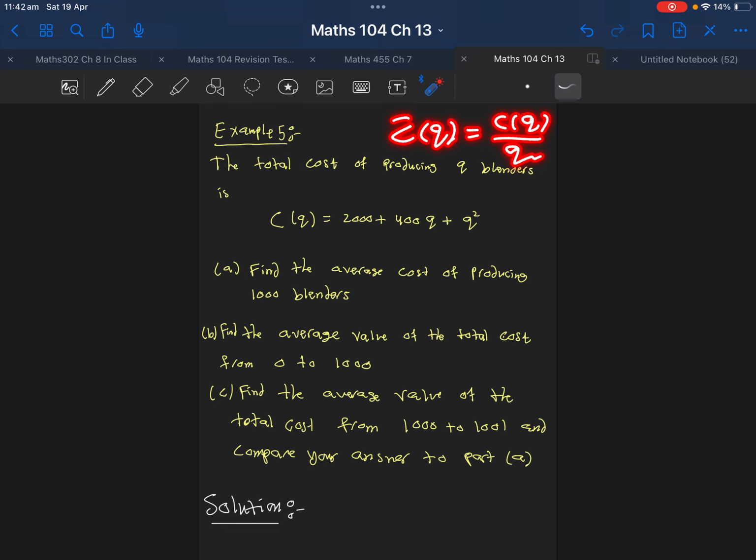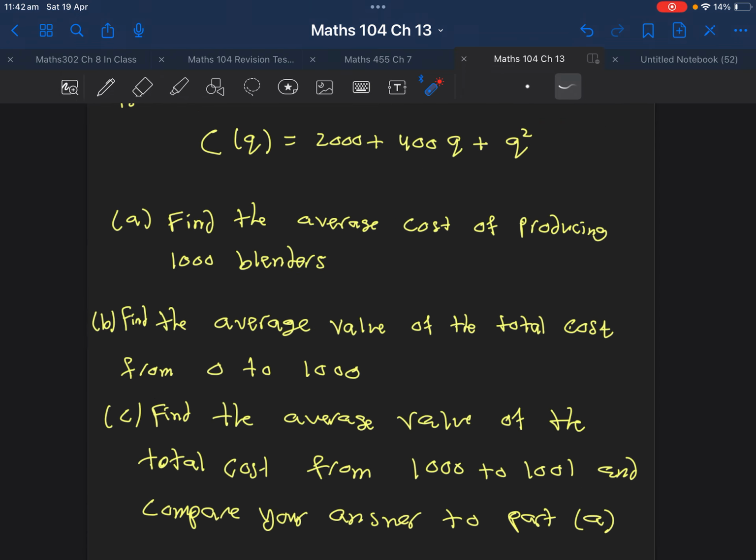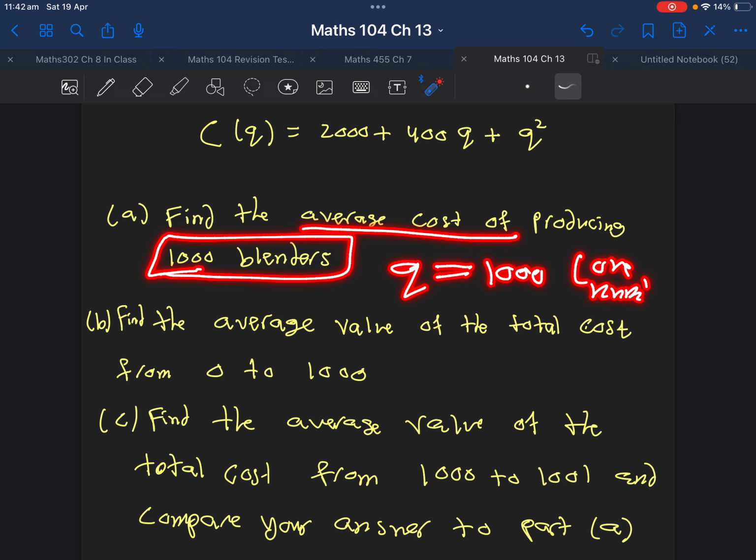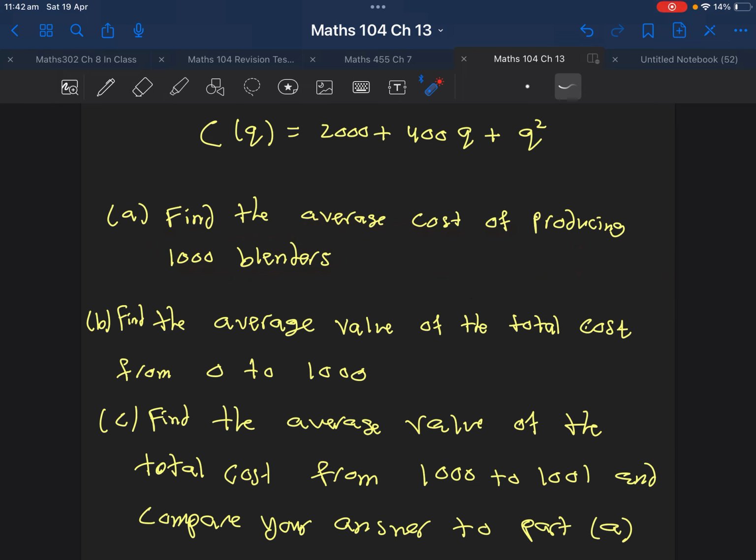Now, which one should I use? The one with the integral or the average cost formula? It all depends on the question. If you look at part A, it says find the average cost of producing 1,000 blenders. So I only have Q equal 1,000, which is only one number. I don't have an interval, I don't have from a number to another number. I just have one number, and that number is 1,000. That means I will use the usual formula for the cost.